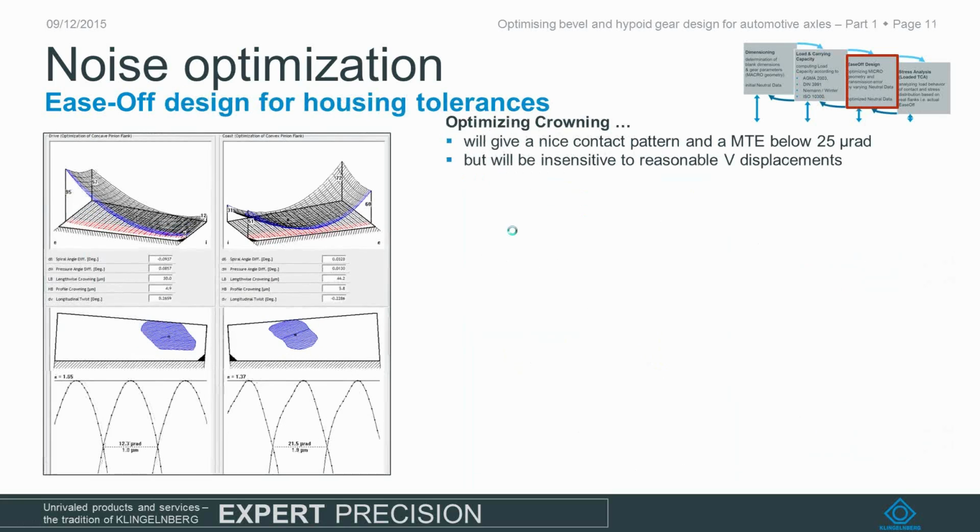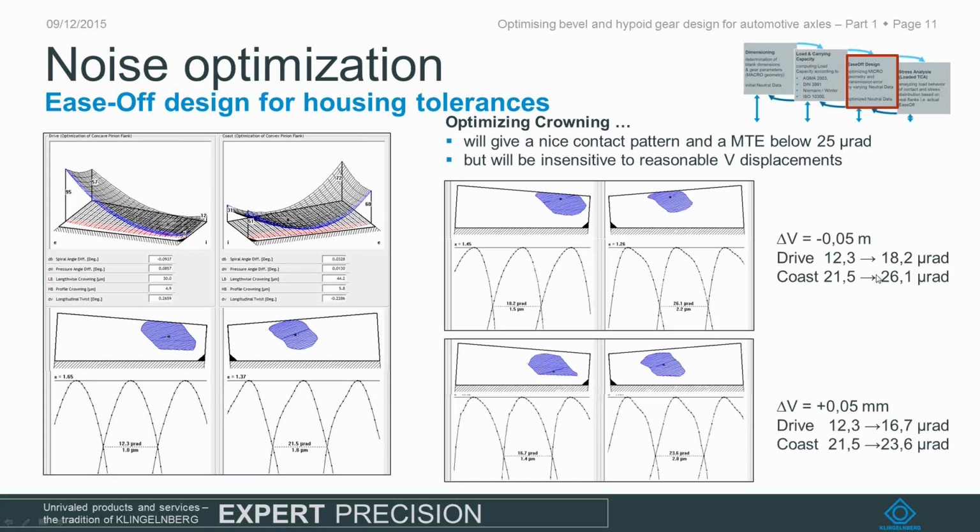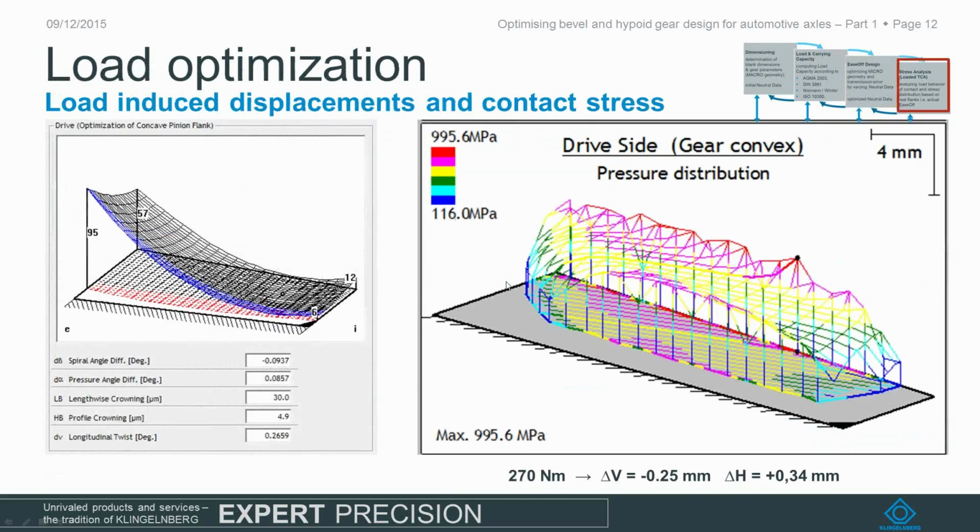So what we had to do is we had to find an optimized crowning, which we achieved with an additional higher order modification by applying also a higher twist. And what we see here, at standard position, we have a transmission error in the range of 12.3 microradians. And if we apply the deflections, we see here that we still keep lower than 20 microradians for the drive side. But the excitation behavior is just one thing we have to take into account.